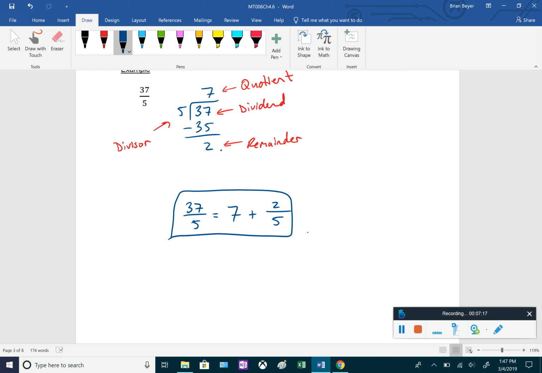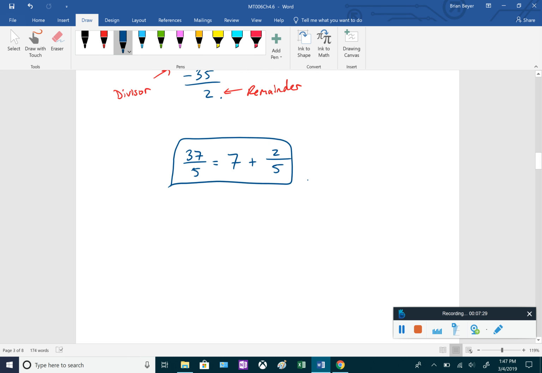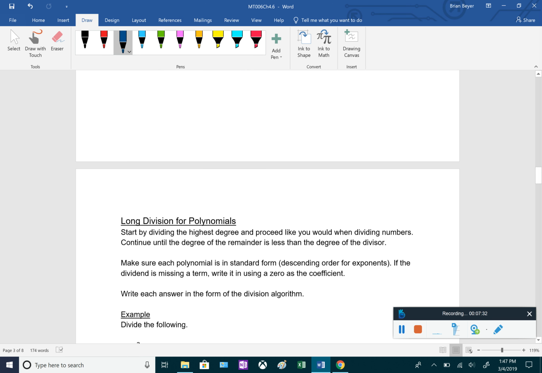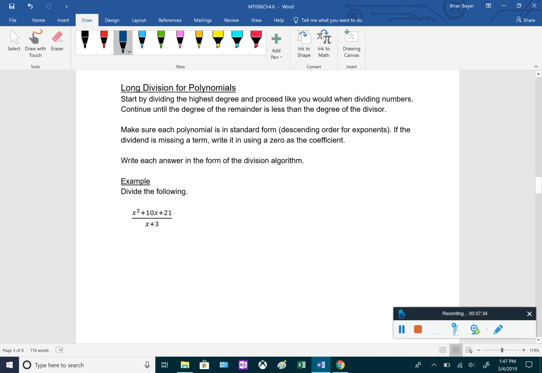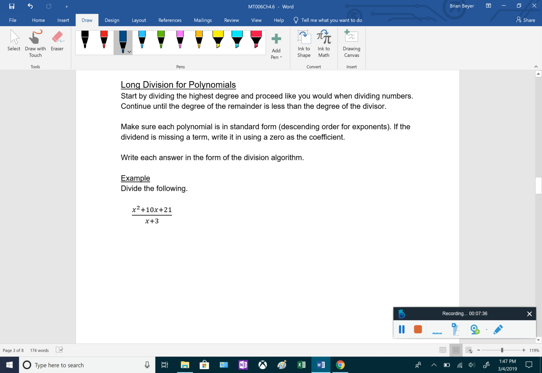We already knew this, because 7 plus 2/5 is a mixed number. We would just write it as 7 and 2/5. So technically, a mixed number is using that division algorithm. Hopefully that makes sense. Now it's going to get a little bit harder, though, because we're going to be doing this with polynomials instead of numbers.